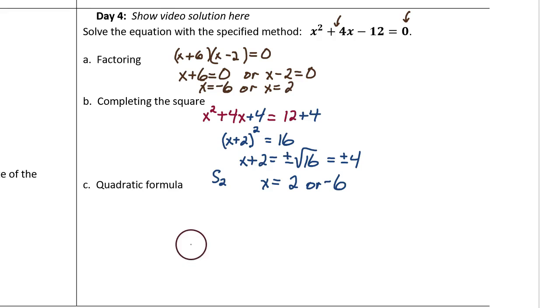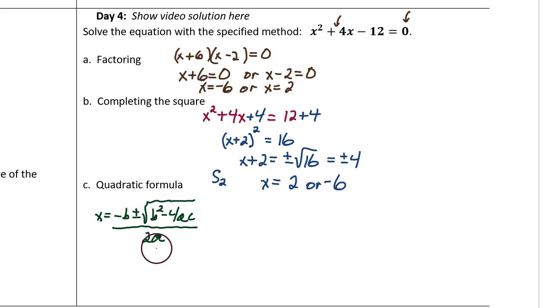Okay, let's do this one more time, this time using the quadratic formula. When you have a quadratic equation that has equals to 0, then this math formula can be used to get the answer. X equals negative b plus or minus the square root of b squared minus 4ac, all divided by 2a.